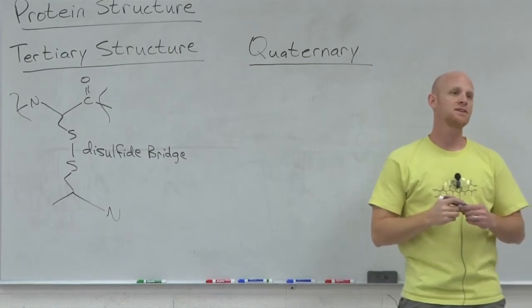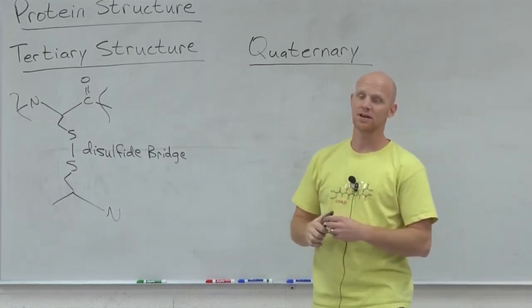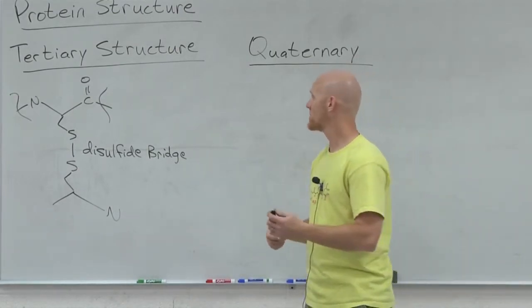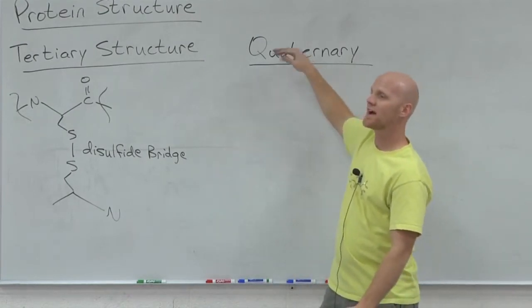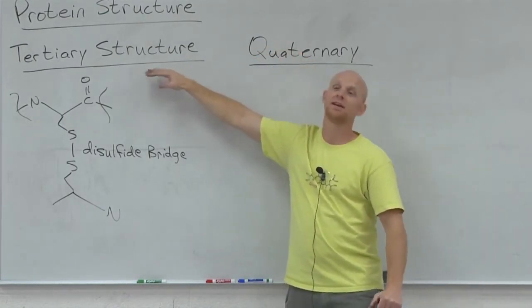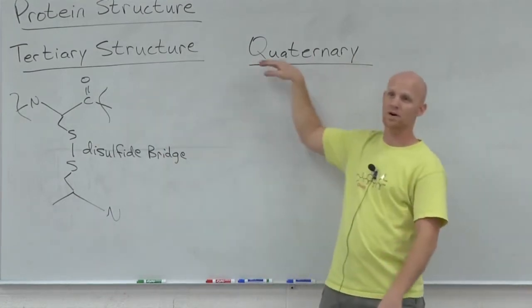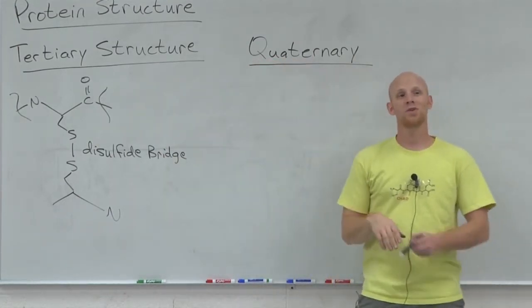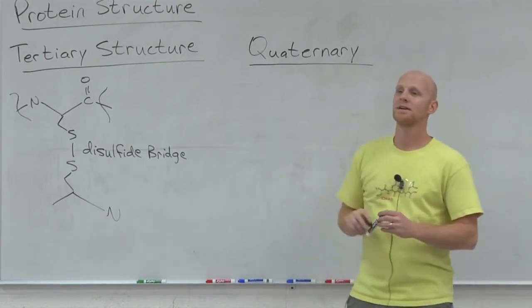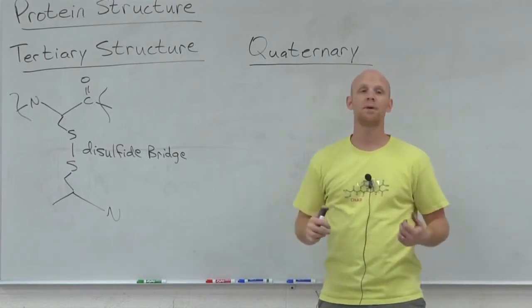Now, not all proteins will have quaternary structure. A lot do, but not all do. So first part, quaternary structure: everything that is involved in tertiary structure is involved in quaternary structure. All the interactions we just talked about are all part of quaternary structure as well. Here's the only difference. For quaternary structure, this is the interaction between different peptide chains.